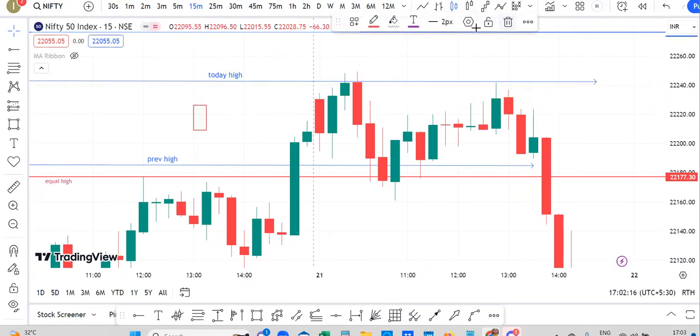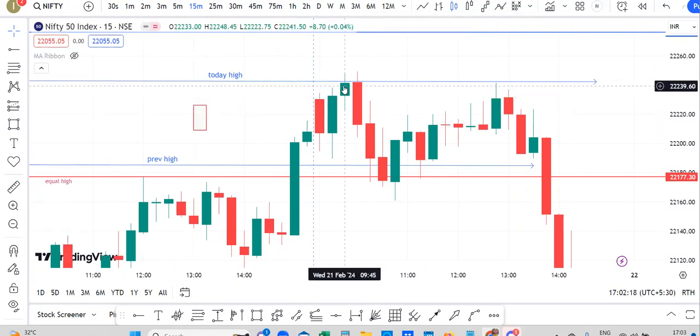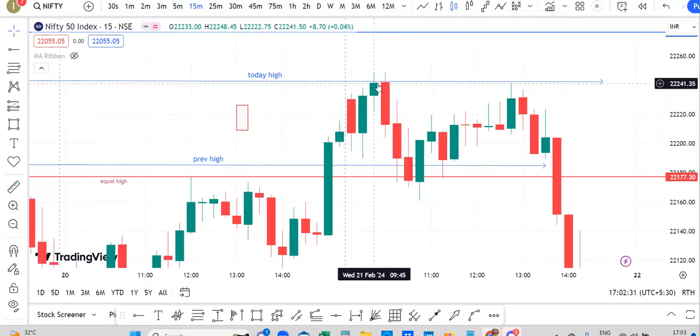The next 15-minute candle was a higher high candle. The momentum is not there in this candle. So it made a high of 22,248.5, and the next candle grabbed the liquidity at 22,249. Later, the market corrected till 10:30.